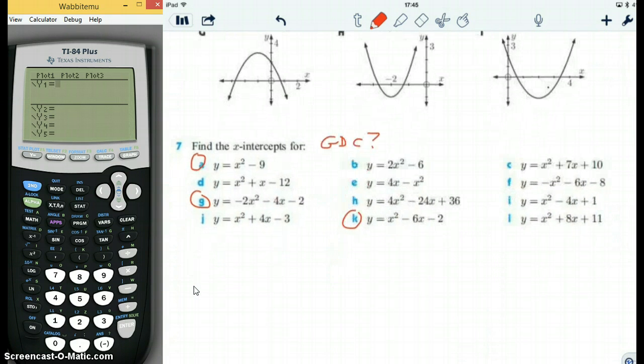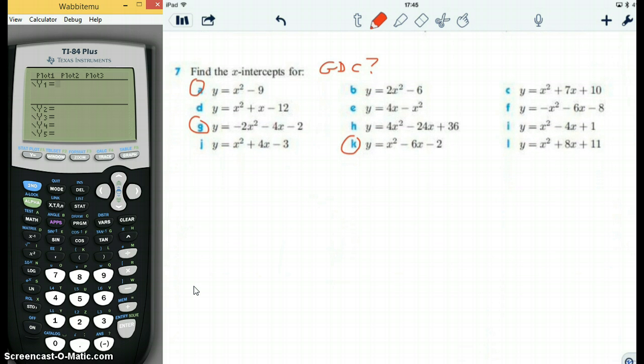Now let's go down to 7. Find the x-intercepts for, and it gives us many examples. I'm going to do 3 examples, and I'm going to do them 3 different ways. So for A, we have y equals x squared minus 9. Now, you might remember that the difference of two squares can be factored into this, okay? And if you remember that, then you can solve this easily by factoring.